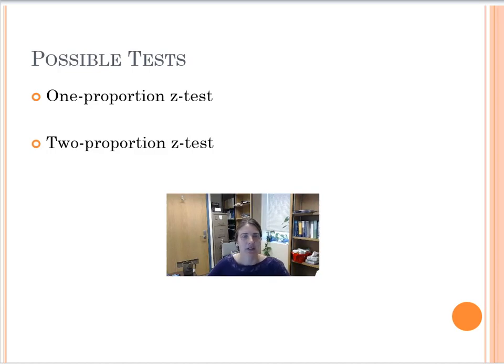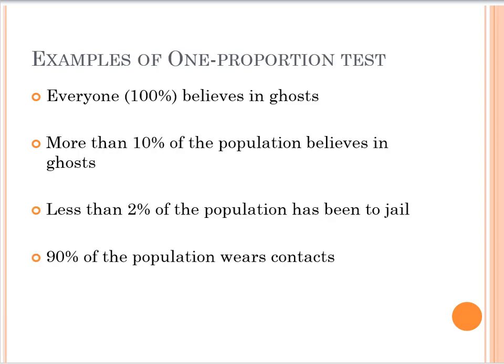In this section, what we're going to be learning is how to run two different tests. We're going to learn how to run a 1 proportion test and a 2 proportion test. And this is the part of the class where things get a little bit more interesting. This is because we can start to ask questions that are maybe more interesting to us or relevant to us.